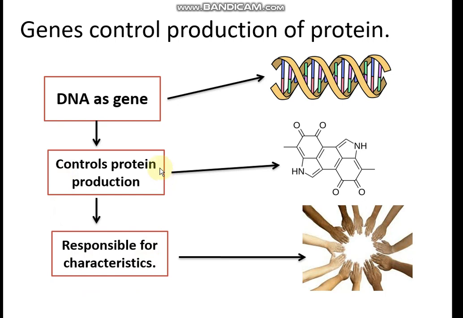Like here I have given the example of skin color. Let's say this is the gene of skin color, this over here is the gene of skin color. It will produce the pigment called melanin, that's a protein, and then as a result of melanin the skin color will be produced, that is the characteristic. So this is how the DNA is responsible for producing protein, and protein for producing certain characteristics of your body.